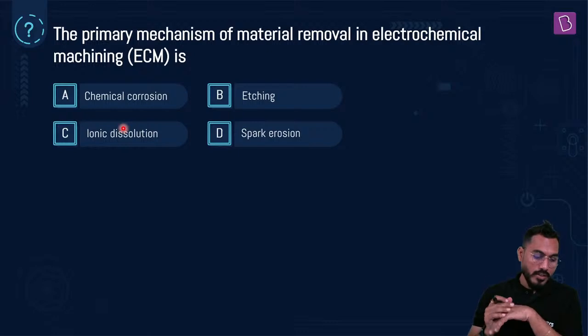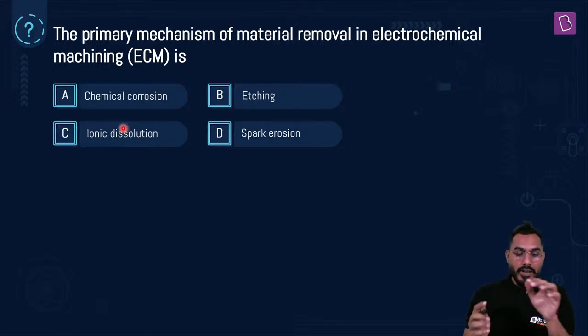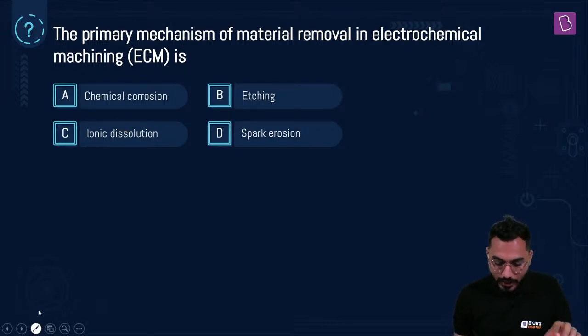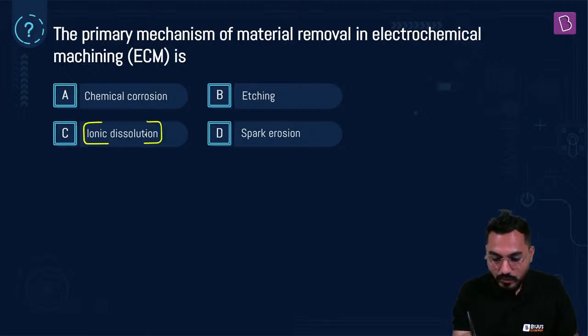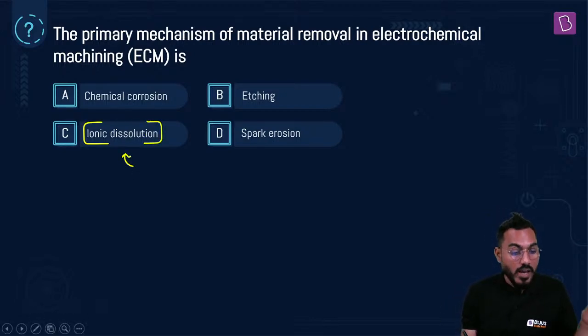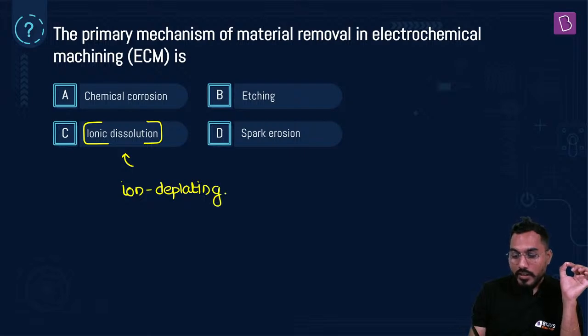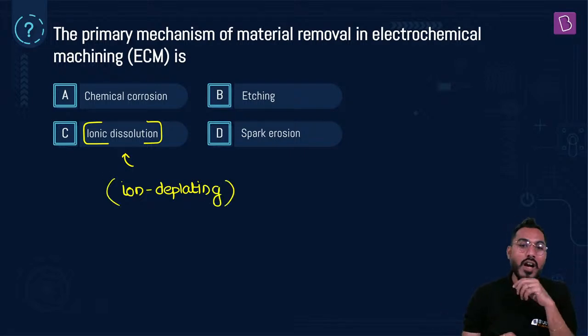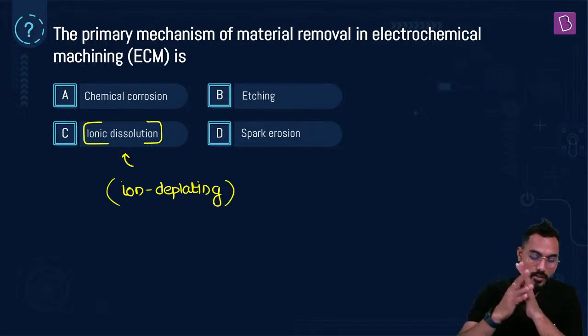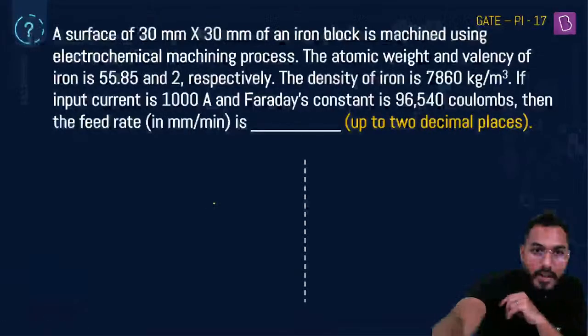Is it true? Yes, ionic dissolution. C is the perfect answer for this question. And can you believe that this question was also asked in a GATE examination? It is also sometimes called ion depleting, or ion dissolution. Is it true? Yes, Vishnu, very correct. We'll go to the next question now.